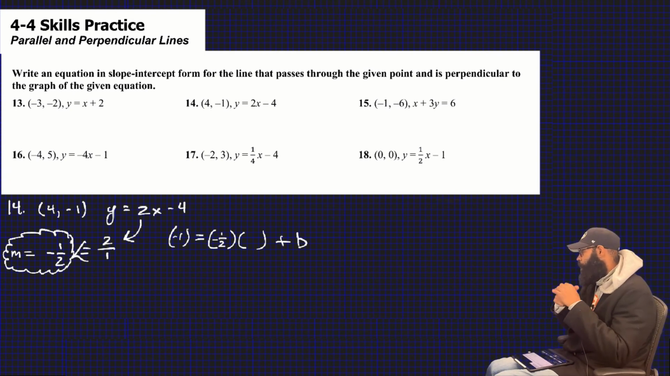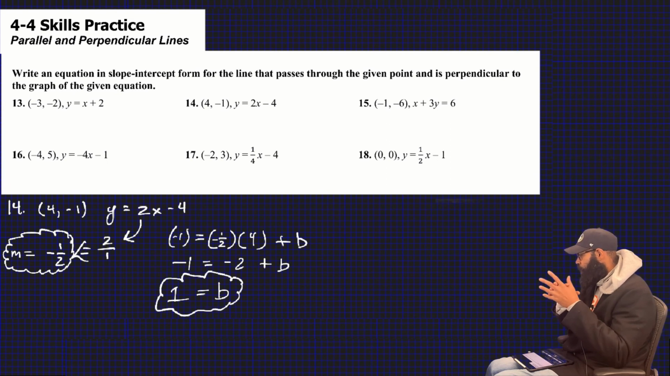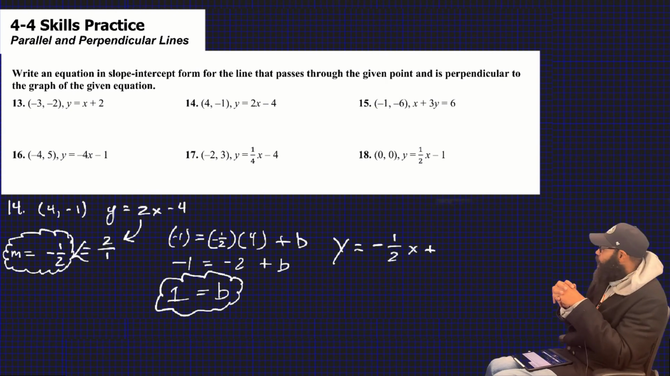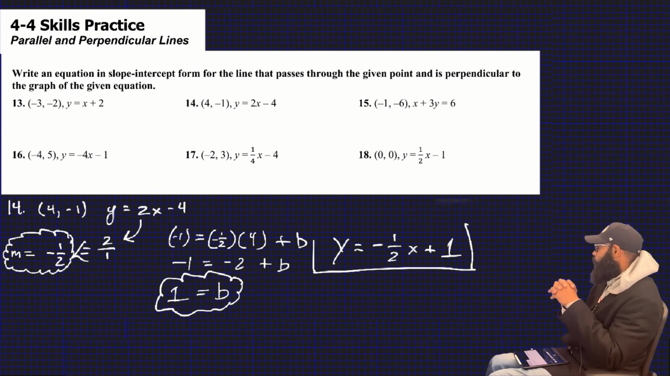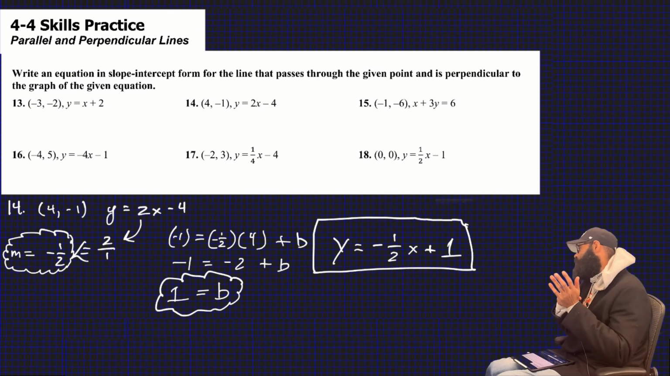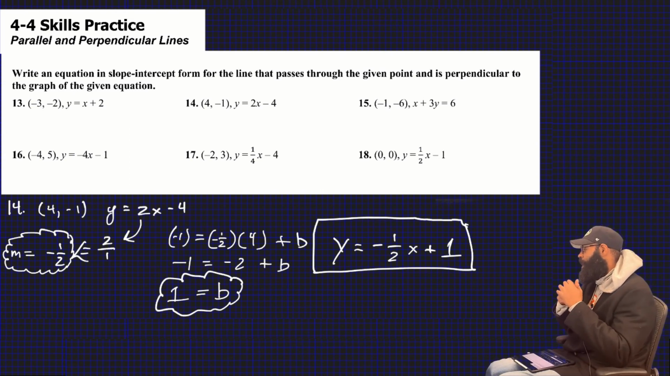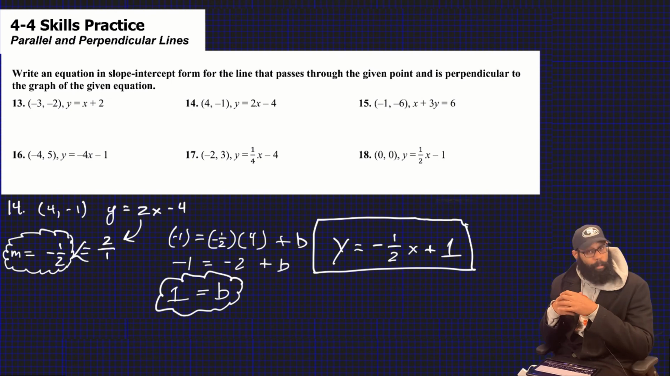-1 for y. What is that? -1/2 for m, the new slope, right? Not the slope of the line that they gave me, but the new slope. And of course, 4 for x. Half of 4 is 2. Again, it's negative though. I'm going to add 2 to both sides. Positive 2 with -1 gives you a +1 for b. And then therefore, I am able to go ahead and get y equals -1/2 x plus 1, which is the final for that one. And guys, we are repetitive, right?